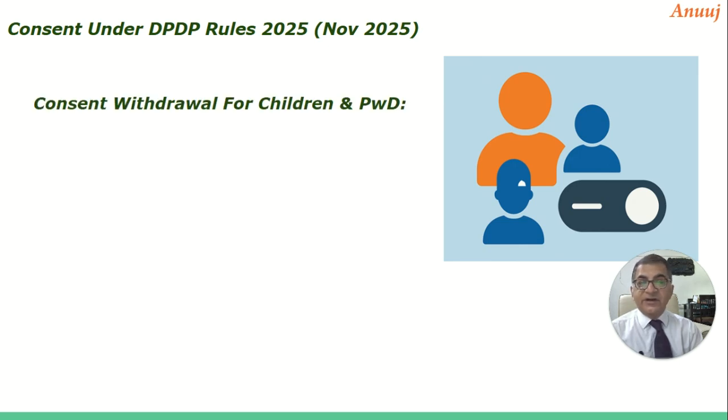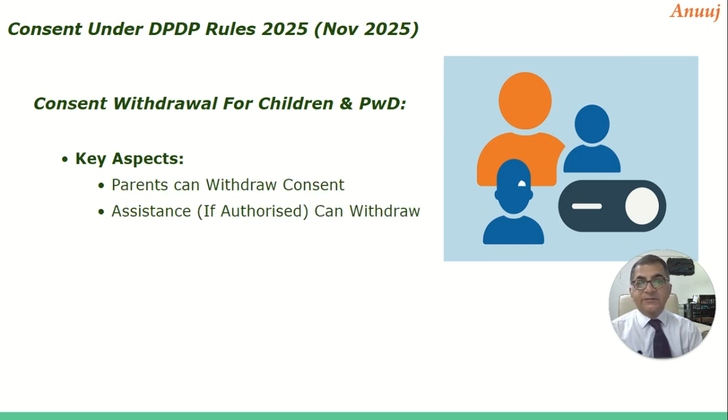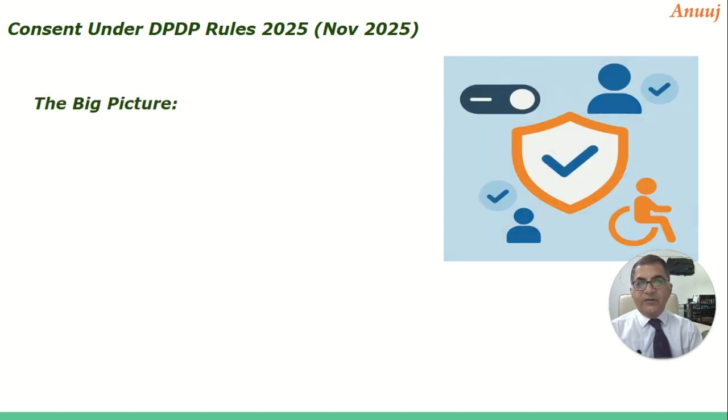Consent withdrawal for children as well as people with disabilities: parents can withdraw consent. Assistance, if authorized, can be withdrawn, and it should be easy to make consent withdrawal applicable. The big picture for consent, both for consent in general as well as under DPDP rules: it is not a checkbox, it's a compliance list.